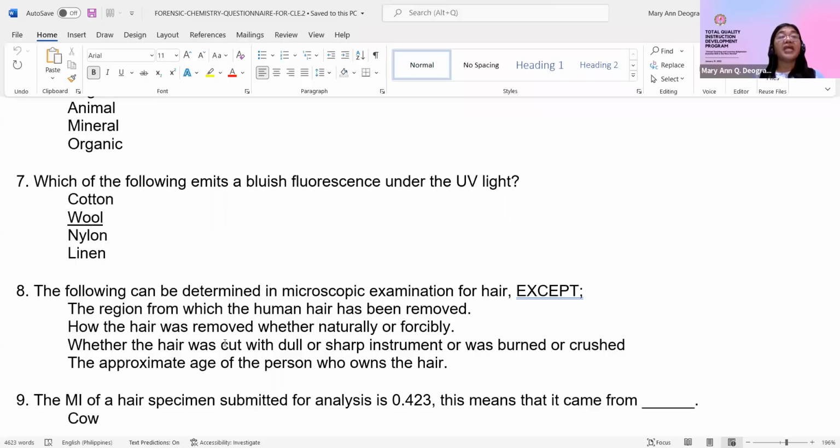The approximate age of the person who owns the hair. Among these, the exception is the last one, because the approximate age of the person who owns the hair can be determined using chemical tests. The first three are all determined using microscopic examination, while for the approximate age of the person who owns the hair, the test to be used is a chemical test.